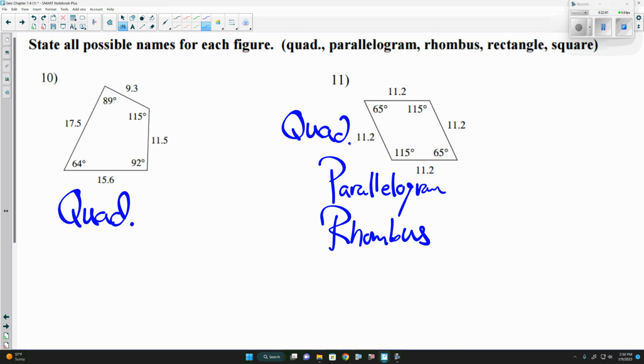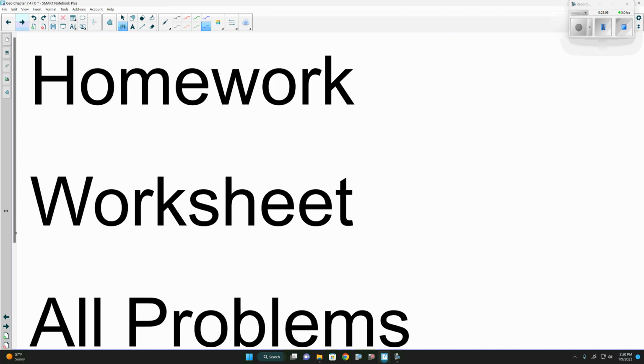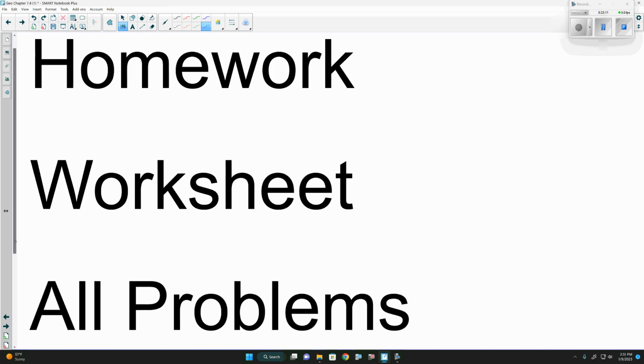Rhombus has 4 congruent sides. A rectangle has 4 right angles. And a square has both: 4 congruent sides and 4 right angles. Yep. Quadrilateral just means it has 4 sides. Those would be considered polygons, so pentagons and above. But right now we're focused on quadrilaterals.